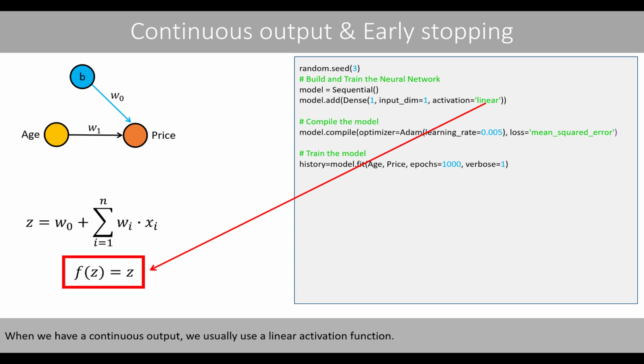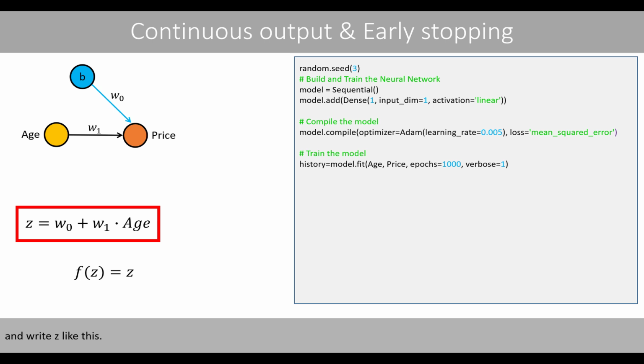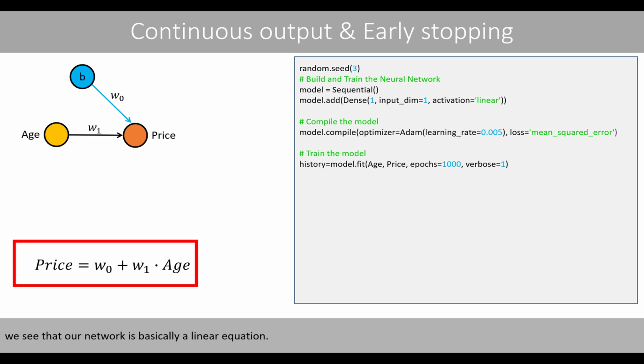When we have a continuous output, we usually use a linear activation function. Since we have only one input node in this example, we can remove this summation notation and write Z like this. If we plug in this expression here, we see that our network is basically a linear equation.